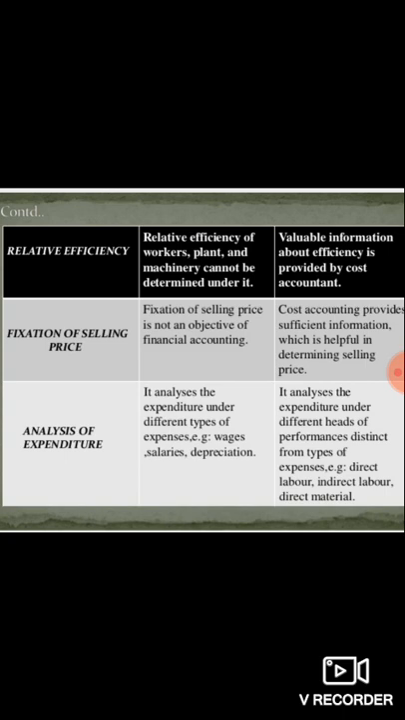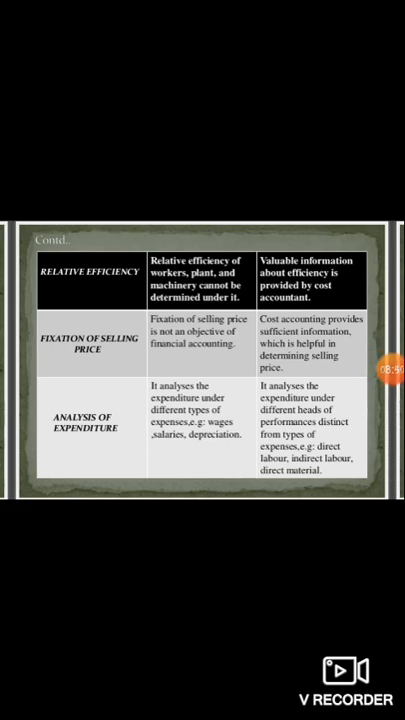Now the next difference is analysis of expenditure. Financial accounting analyzes the expenditure under different types of expenses, wages, salaries and depreciation. But cost accounting analyzes the expenditure under different heads, types of expenses like direct labor, indirect labor, direct material. So different cost elements are there, and according to them the expenditure is analyzed thoroughly and accurately. These are the differences between financial accounting and cost accounting.